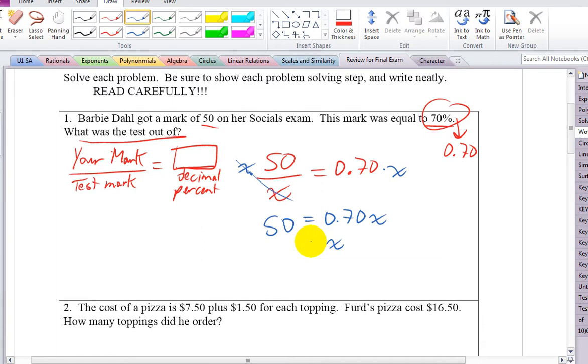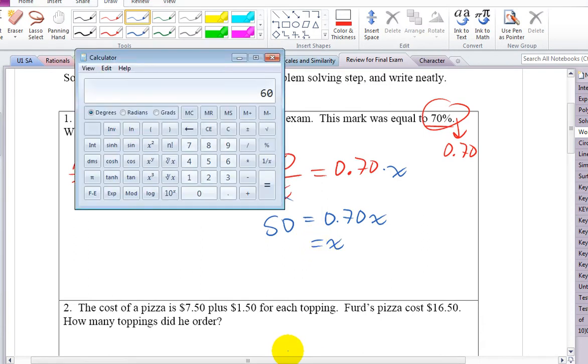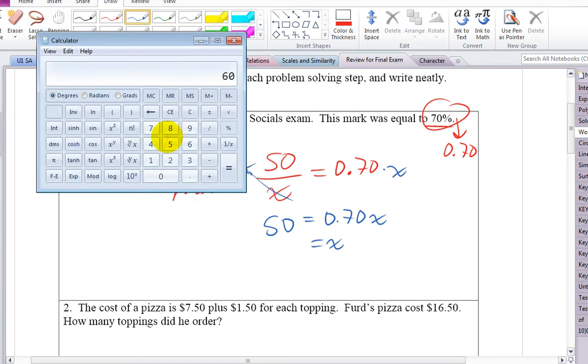0.70x. Now try this on your calculator because it's decimals and you're dividing. I definitely would do it. And so we get this number. So what's the test out of? You sure it's not 72? Okay, so you think it's out of 71?